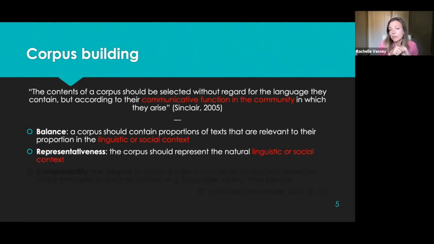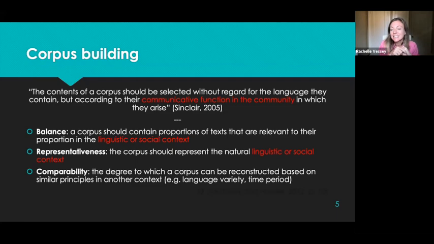Representativeness. So the corpus should represent a natural linguistic or social context. So again, we're trying to represent something that is either the linguistic or the social, or sometimes, but maybe not always, both. And comparability, right? Another criterion for corpus construction: the degree to which a corpus can be reconstructed based on similar principles in another context. And what is that other context? Well, I'm trying to say that other context would be a linguistic context or a social context. So that again comes from the work of McEnery and Hardie.